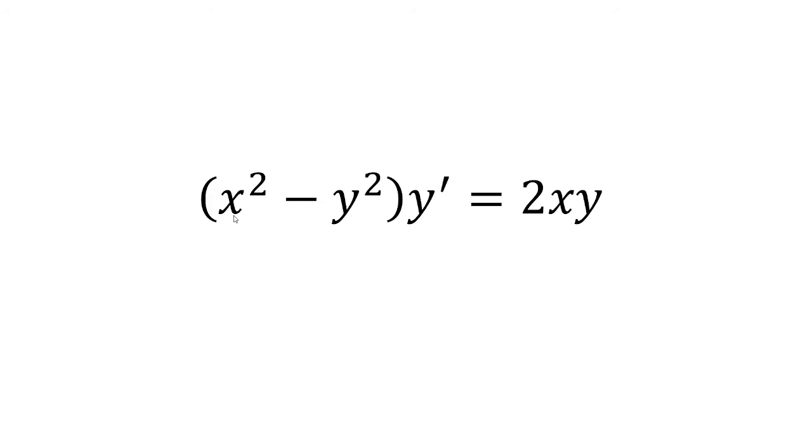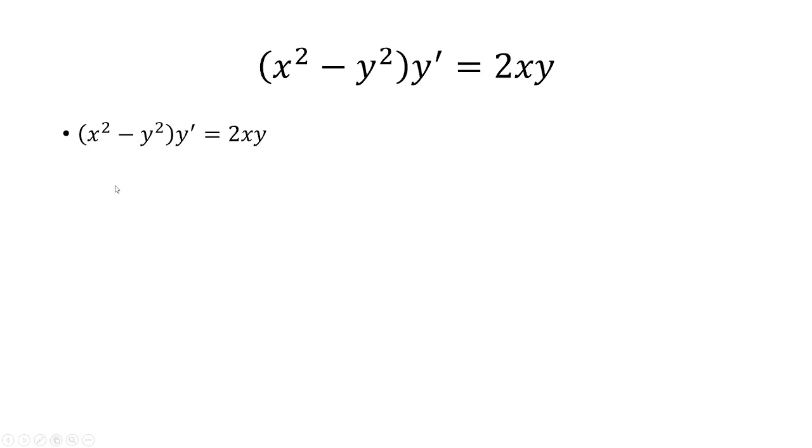We have the differential equation (x squared minus y squared) times y prime is equal to 2x times y. Okay, the first thing I'm going to do is make a substitution. I'm going to let y equal v times x.